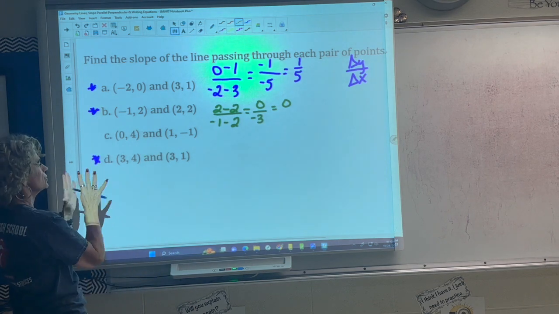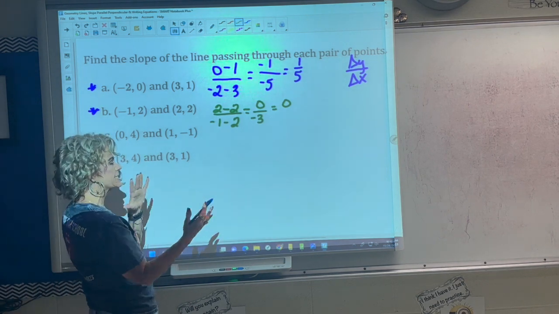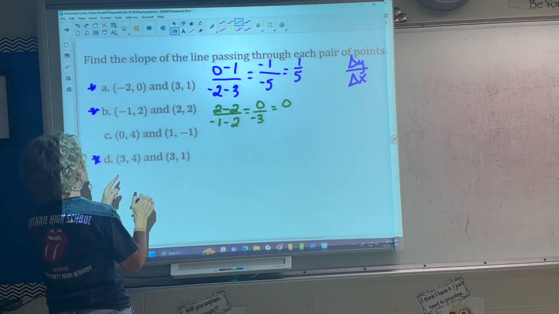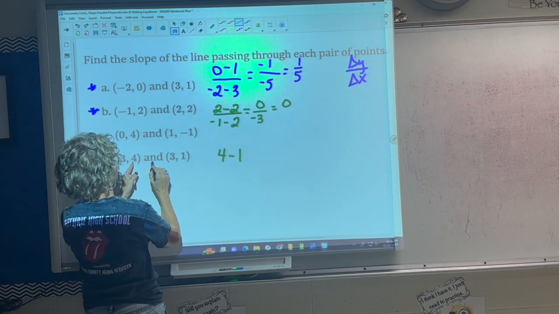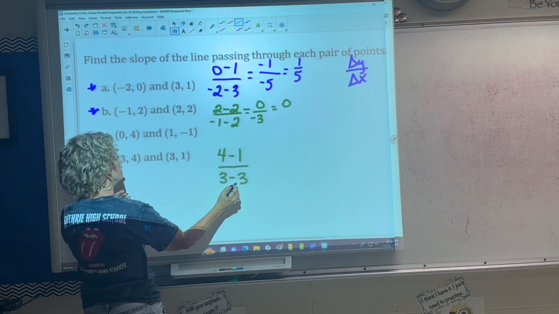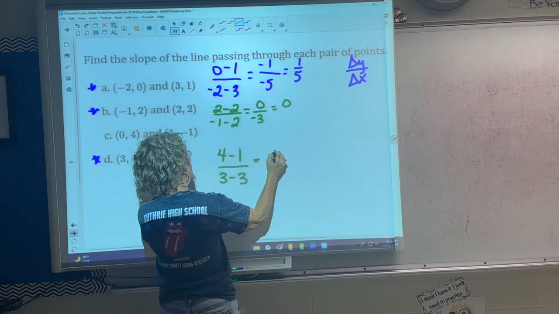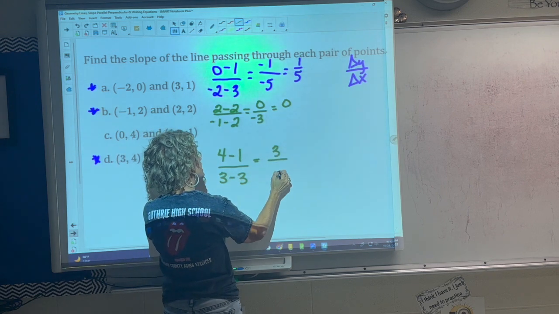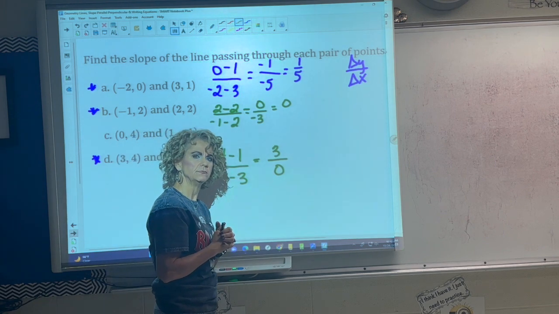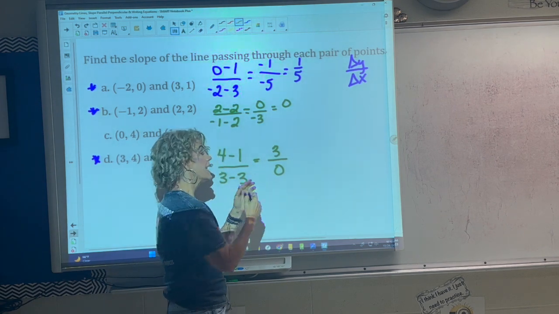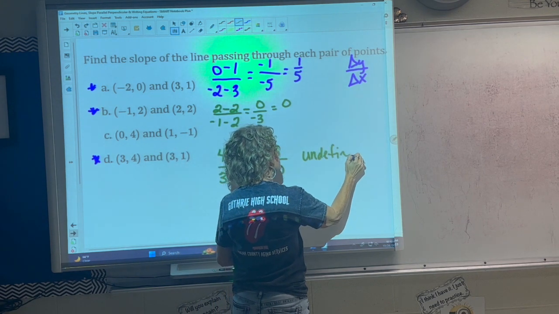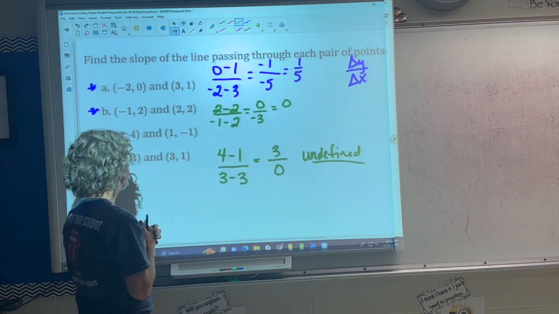Okay, we're going to do D. We're not going to do them all. Again, I'm going to use this one first. If you want to use that one first, do it. As long as our math is accurate, we will get the same answer. So I'm going to have 4 minus 1 over 3 minus 3. 4 minus 1 is 3. 3 minus 3 is 0. I just told you we can't divide by 0. This is not possible. When you get something like this, the slope is undefined.